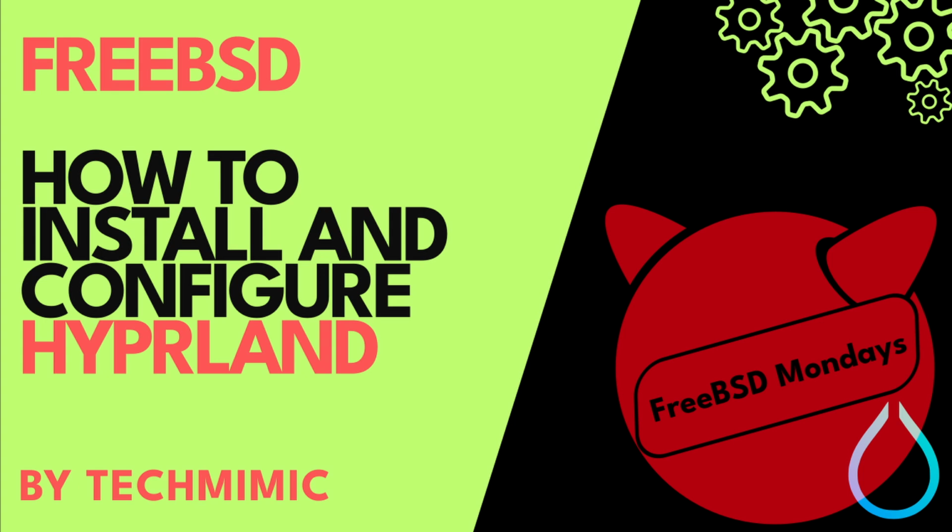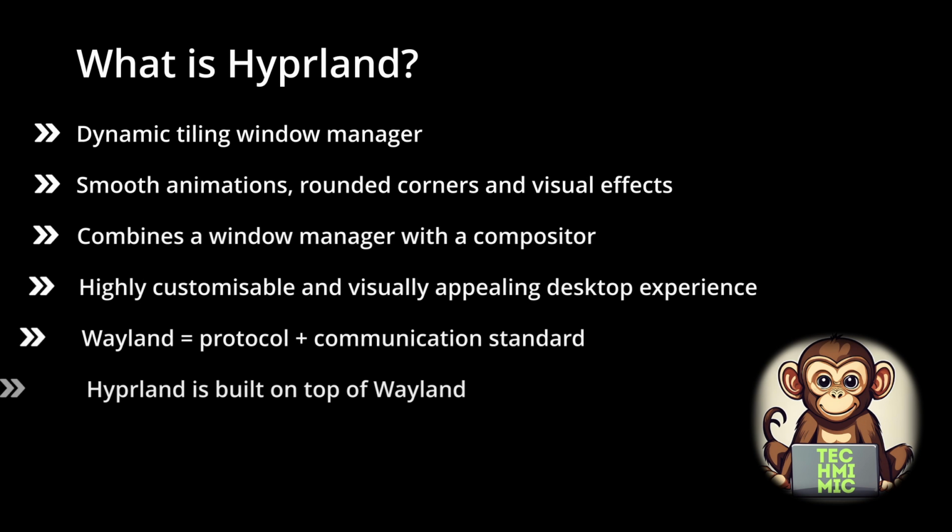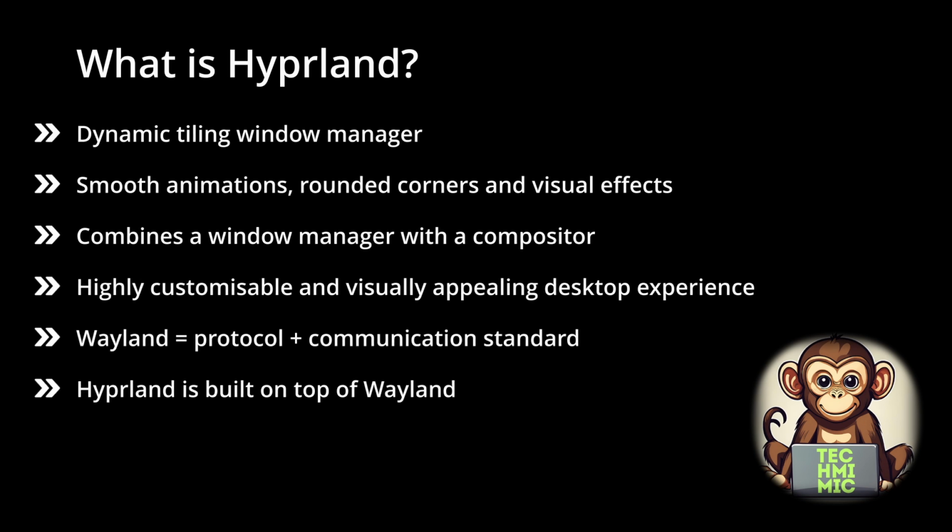In this video, we are going to install and configure Hyprland to get it up and running on FreeBSD. This has been a popular video request in the comments, no doubt after having seen many beautiful examples of desktop environments with Hyprland on Linux. Hyprland is a dynamic tiling window manager offering smooth animations, rounded corners, and advanced visual effects. It combines the roles of a window manager and compositor, providing a highly customizable and visually appealing desktop experience.